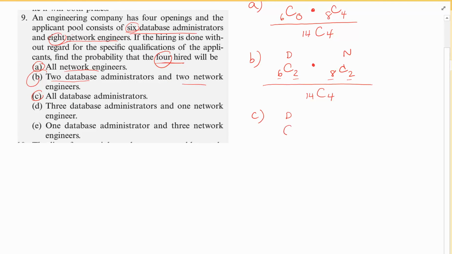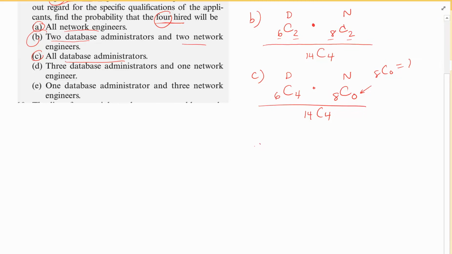For the third example, we want all database administrators. So you set up a combination for the database, a combination for the network. So we have 6 and then 8. And if I want all database, that means I'm choosing all 4 database and 0 network. Anytime you have a combination that has a 0 in it, 8C0 for instance, is always going to be a 1. So it doesn't zero out.